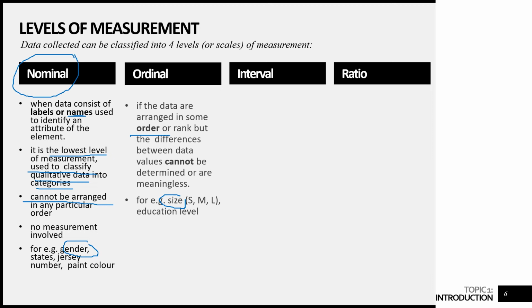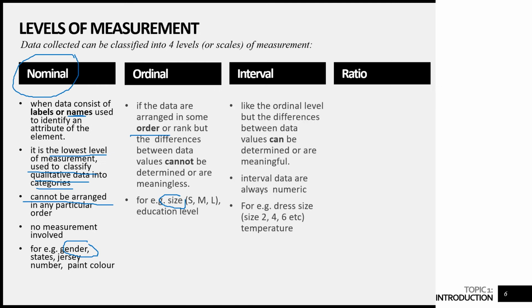Interval is just like ordinal, where we can rank the data in some manner, but this time around, not only can we rank them, we can also calculate the difference between the data values. For instance, let's look at the size just now under ordinal. The size in ordinal is simply S, M, L. We know S is small, M is medium, L is large, but we do not know how much bigger or how much smaller the sizes are.